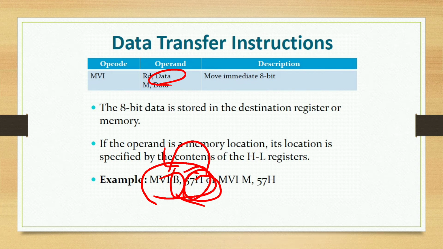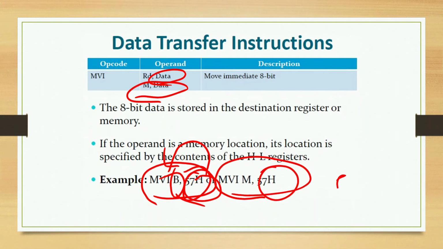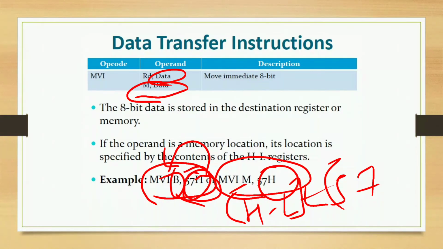Next, MVI M, data, means move immediate data to the memory location whose address is in HL pair. Suppose MVI M, 57H. Move immediate data, that is 57, to the memory location whose address is always in HL pair.